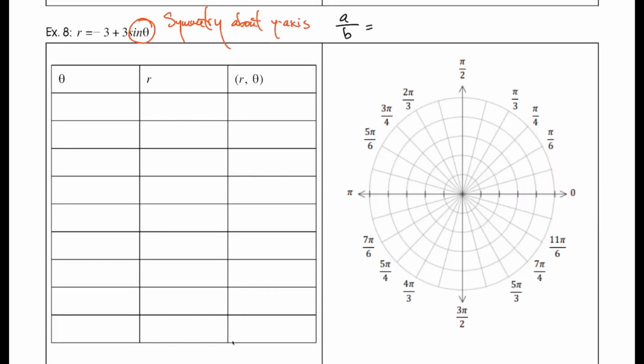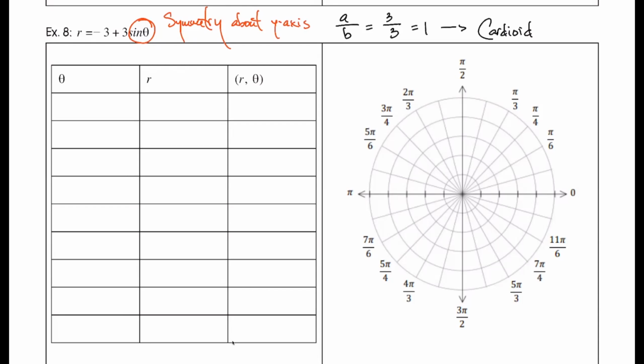And while we're here, it'd probably be good to calculate our A over B ratio, so we know where on the spectrum of limacons this one falls. And so we'll get 3 over 3, which gives us 1, which means that we have a cardioid. So we're going to have that heart-shaped curve.